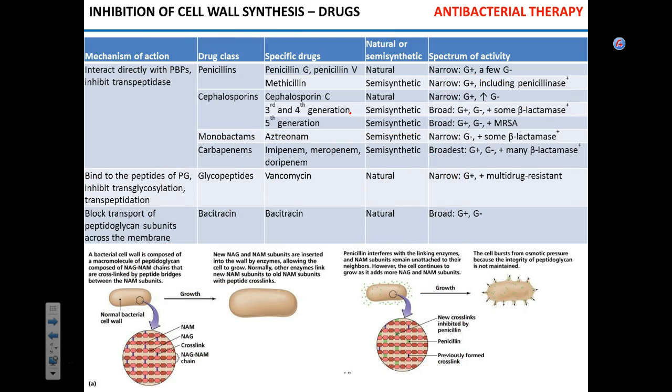So this is a little bit, the illustration on the bottom shows you what happens to the cell when there is no proper cell wall synthesis. The cell wall is weakened and there is cell lysis. Now this table shows you some of the drugs. You do not have to know the brand names. It's not the pharmacology class.